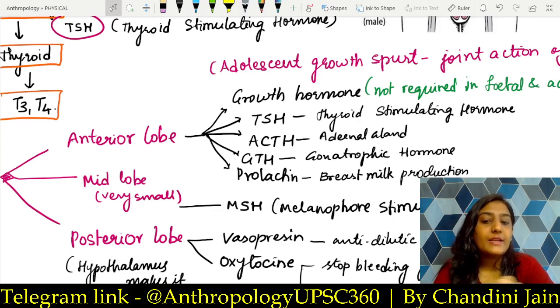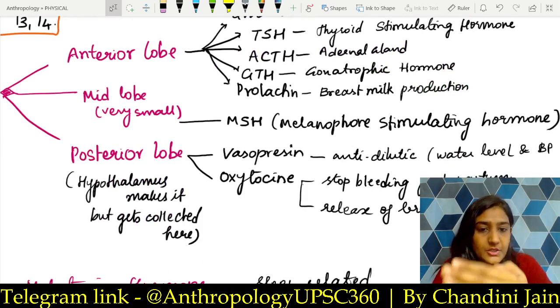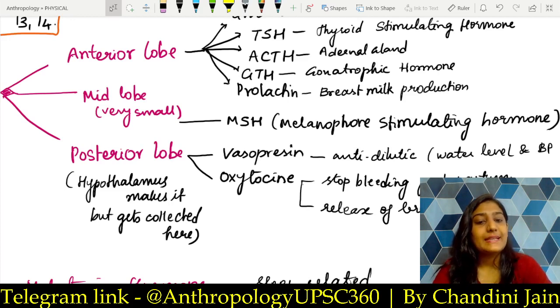Now prolactin and oxytocin work together, that is your anterior and your posterior lobe work together. How? Prolactin focuses on the production of breast milk once the pregnancy happens. So breast milk is produced through prolactin hormone. Likewise, if you talk about oxytocin, the release of that breast milk is done through oxytocin. And also oxytocin plays an important role in stopping the bleeding postpartum. That is, after you give birth, the blood should not come out of the body in excess. So that is stopped by this hormone.